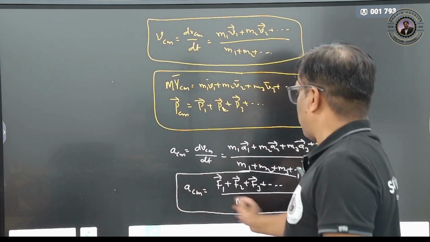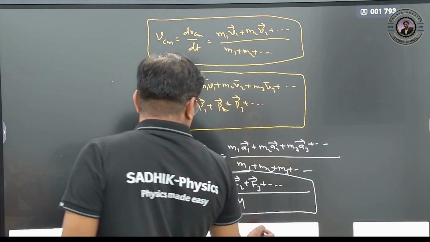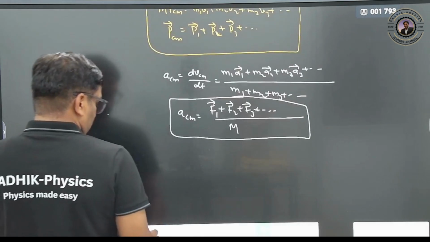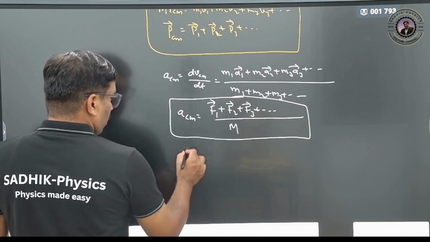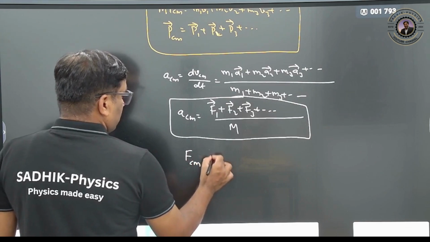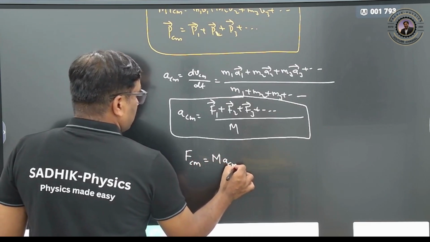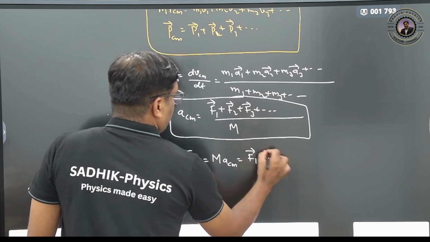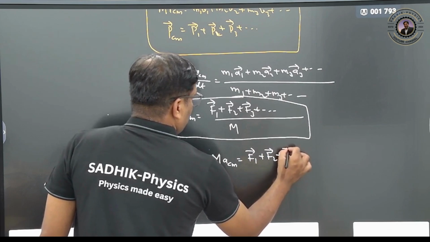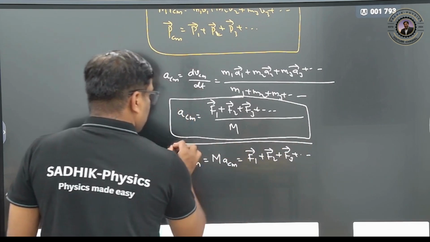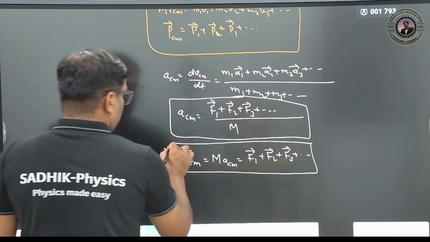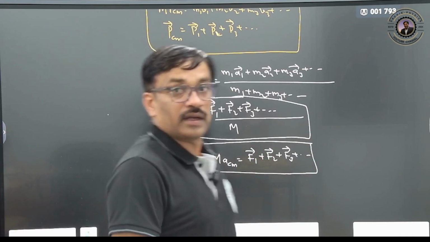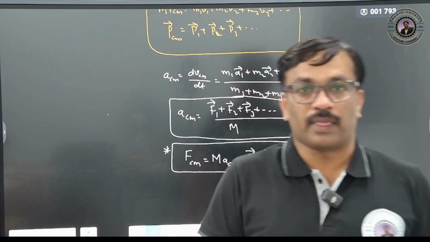Taking the mass across, the force on the center of mass is equal to the total mass into the acceleration of the center of mass, which equals the sum of the forces acting on each and every particle, added vectorially. Clear? I already discussed this once in our first part.